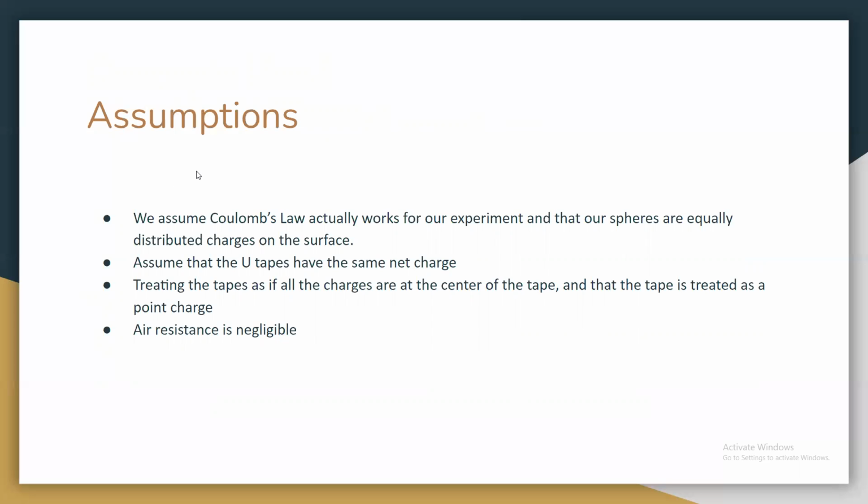So my assumptions for the procedure are that we assume that Coulomb's law actually works for our experiment and that our charges are equally distributed on the surface. We assume that the two tapes have the same net charge. We treat the tapes as if they are charges at the center of the tape, and that the tape is treated as a point charge. And then even though it is small, from a fan or the air conditioner running, air resistance is negligible.